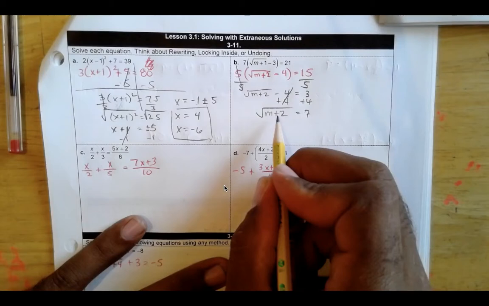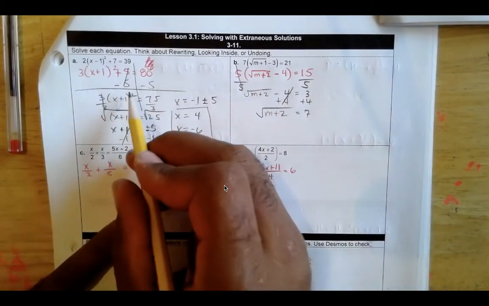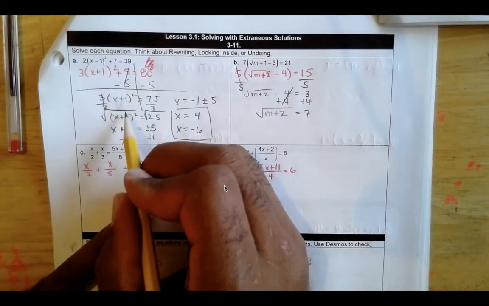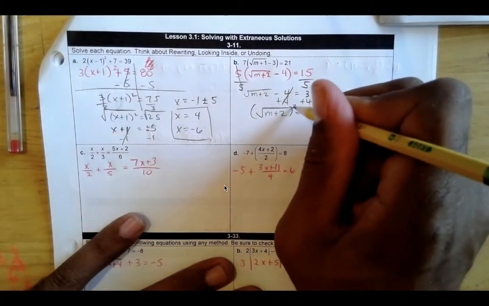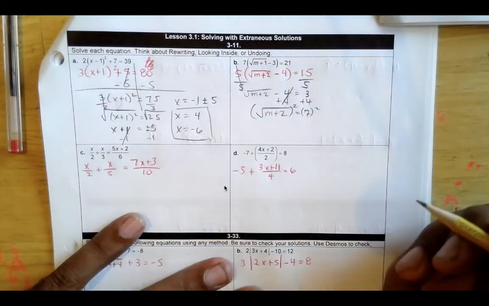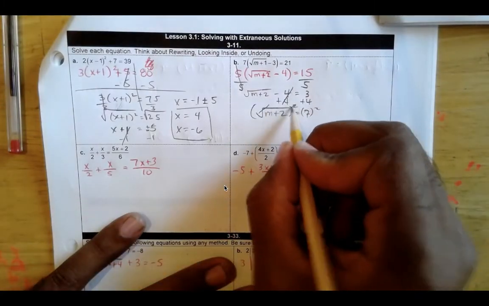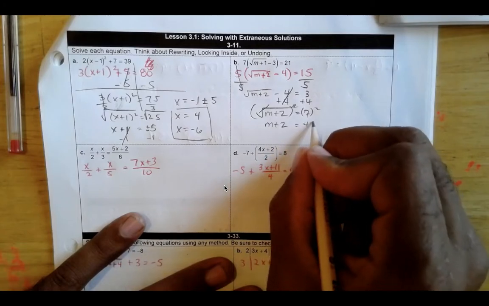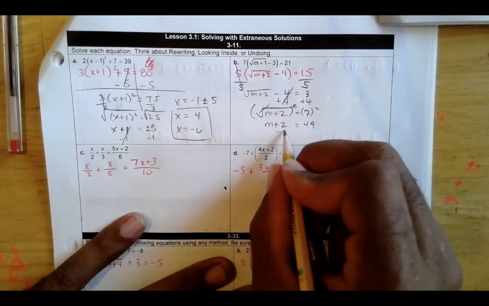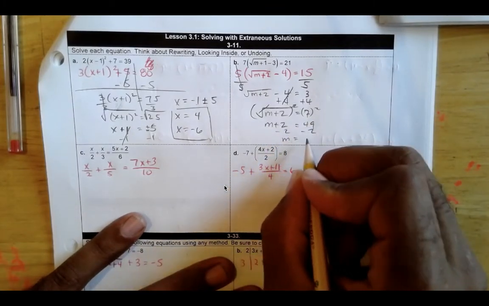Okay, well, I want to get rid of the square root. So kind of like here, if I had a square, I square root it to get rid of the square, right? But if I have a square root, I do the opposite. I square both sides this time. And when I square both sides, it gets rid of the radical. And so basically now I have n plus 2 equals 49. Last step, subtract 2, and n equals 47.